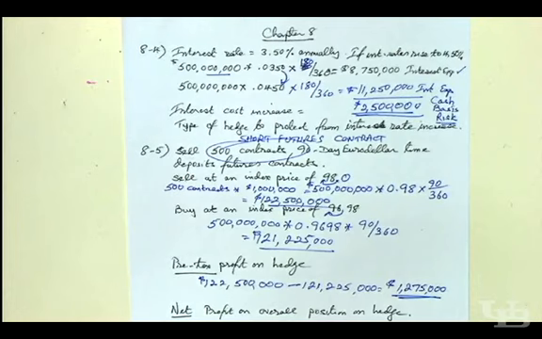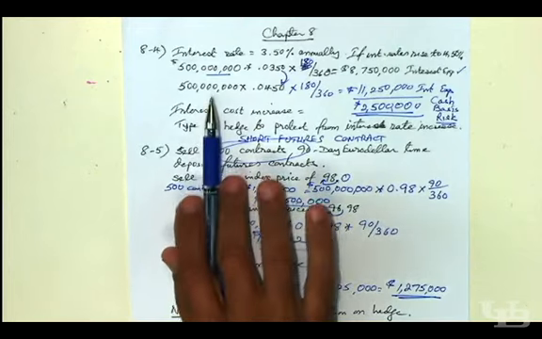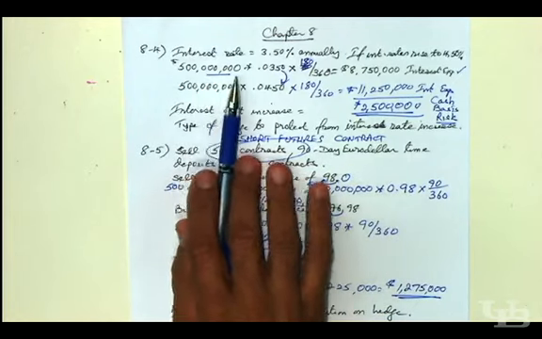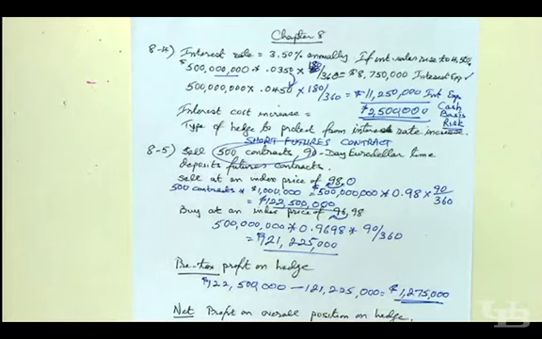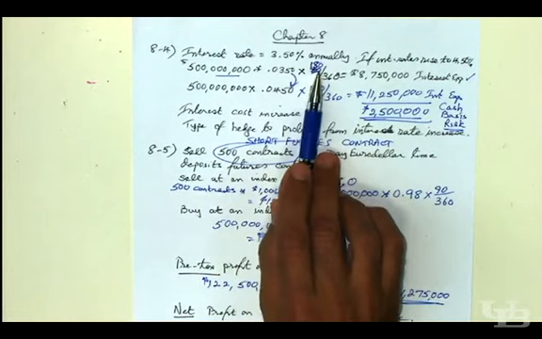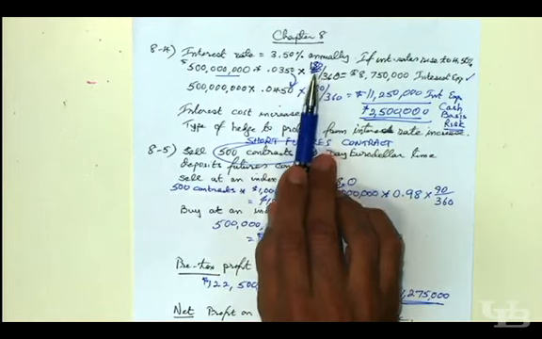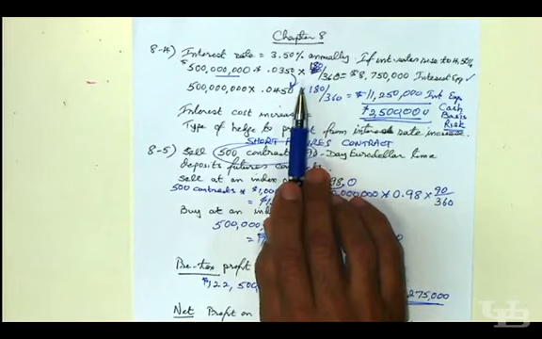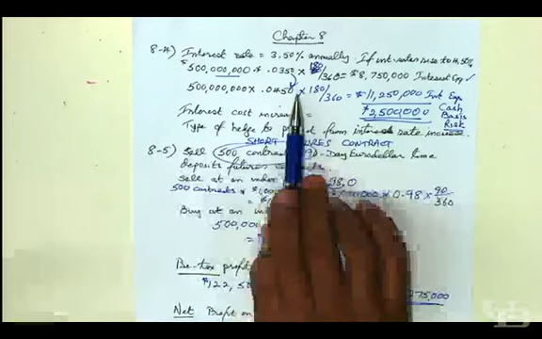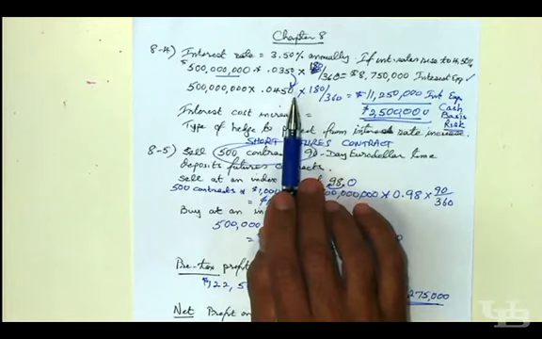In this case, the problem is as follows. A bank wants to generate $500 million in new deposits for 6 months, 180 days. However, they don't need the deposits today. They need the deposits 3 months from now, in the future.